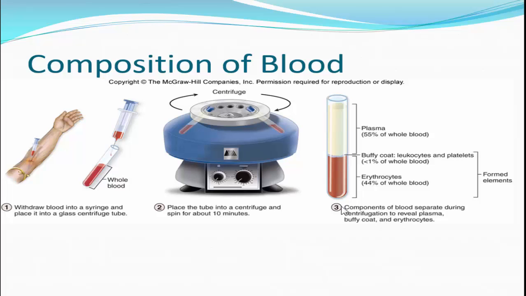Once it's done spinning and you take that vial out, that's what you're seeing right here on the final step 3. As you can tell, we still have what you would normally think about as our red blood cells, our erythrocytes, and that makes about 44% of whole blood. The other 55% is plasma, and that's the top portion. You have almost less than 1% of a buffy coat of leukocytes and platelets. Okay, so we have some specific formed elements that make up the components of blood separated post-centrifugation.